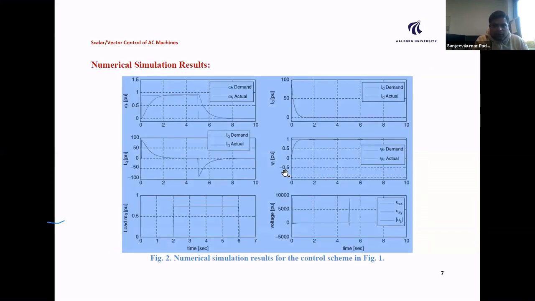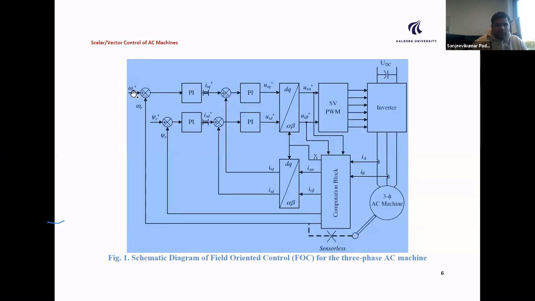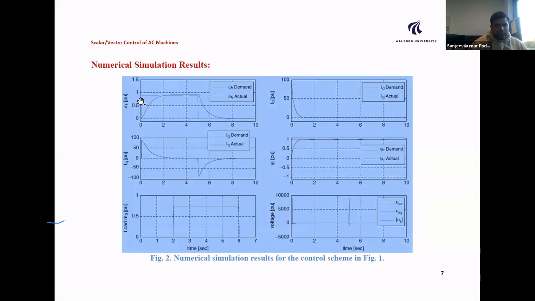And these are some numerical results showing how these control algorithms are working. So initially, this is the reference value that we feed here. The reference value that we feed here is shown here, the omega r. The omega r is the reference value which is fed from the block here. So this value is shown here.